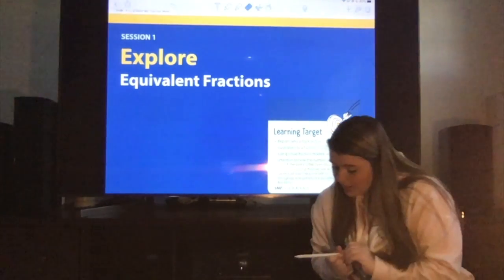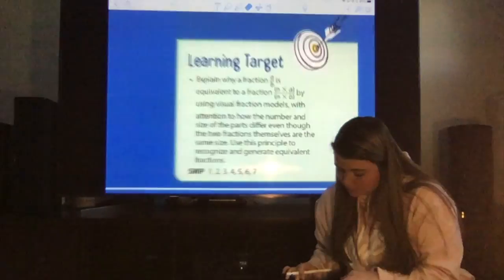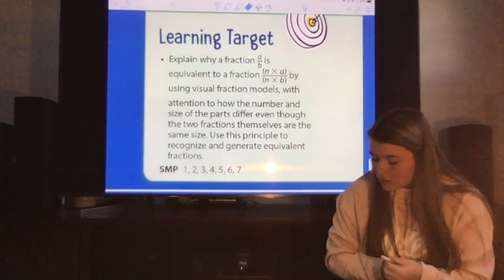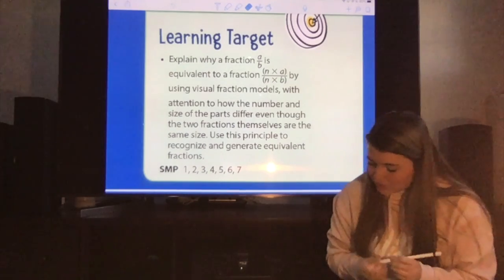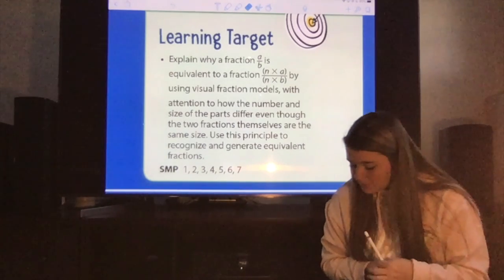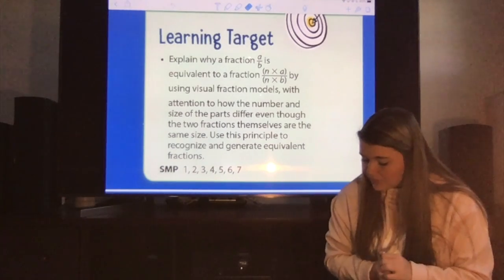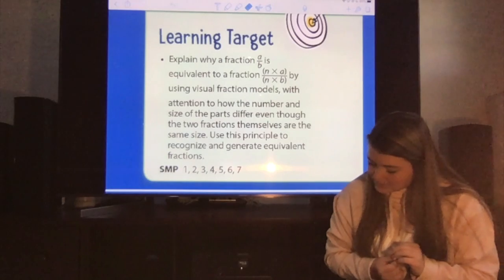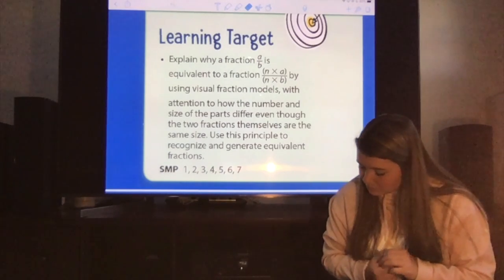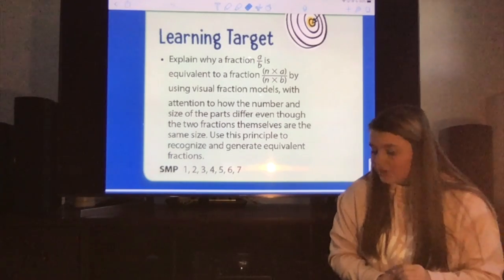We do have a learning target. So we can explain why a fraction A/B is equivalent to a fraction n times A over n times B by using visual fraction models with attention to how the number and size of parts differ even though two fractions themselves are the same size. Use this principle to recognize and generate equivalent fractions.